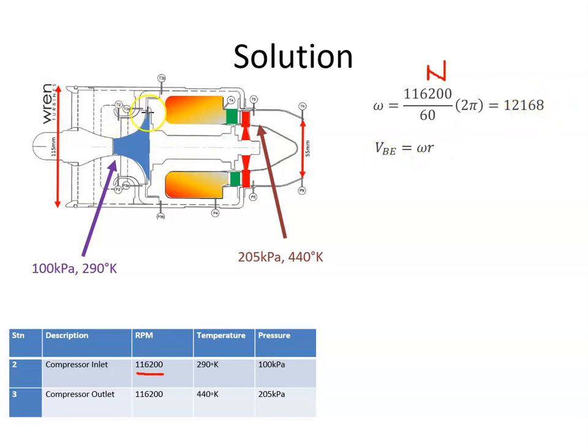The velocity here at the tip, or at the blade exit, is going to be omega r. And in the question we were told that the radius, this radius here, was 50 millimeters. So the velocity at the blade exit is going to be 12,168 times 50 millimeters, which is 0.05 meters, which is 608 meters per second.